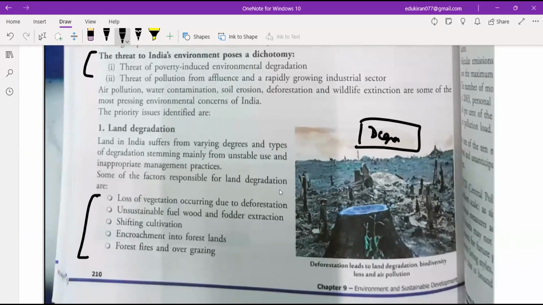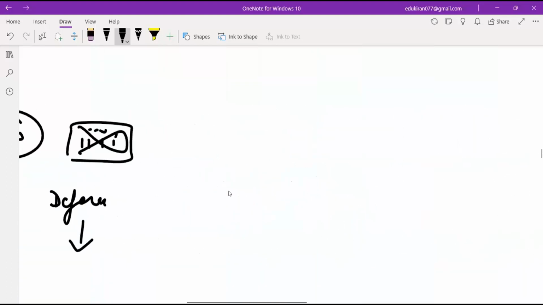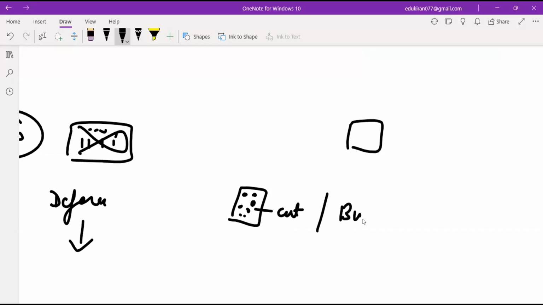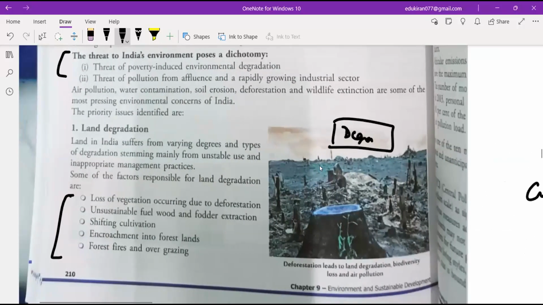Shifting cultivation. What is shifting cultivation, ma'am? For example, this is my one land and this is another piece of land. I will grow the crops here, right? Then I'll cut them down, then I'll burn this, right? So burning will lead to degradation of land. And then I'll move to the next one, like this. So that is called shifting cultivation. They burn the land, then they move to the next place, then they burn, and they move on. Because of that also, land degradation is happening.